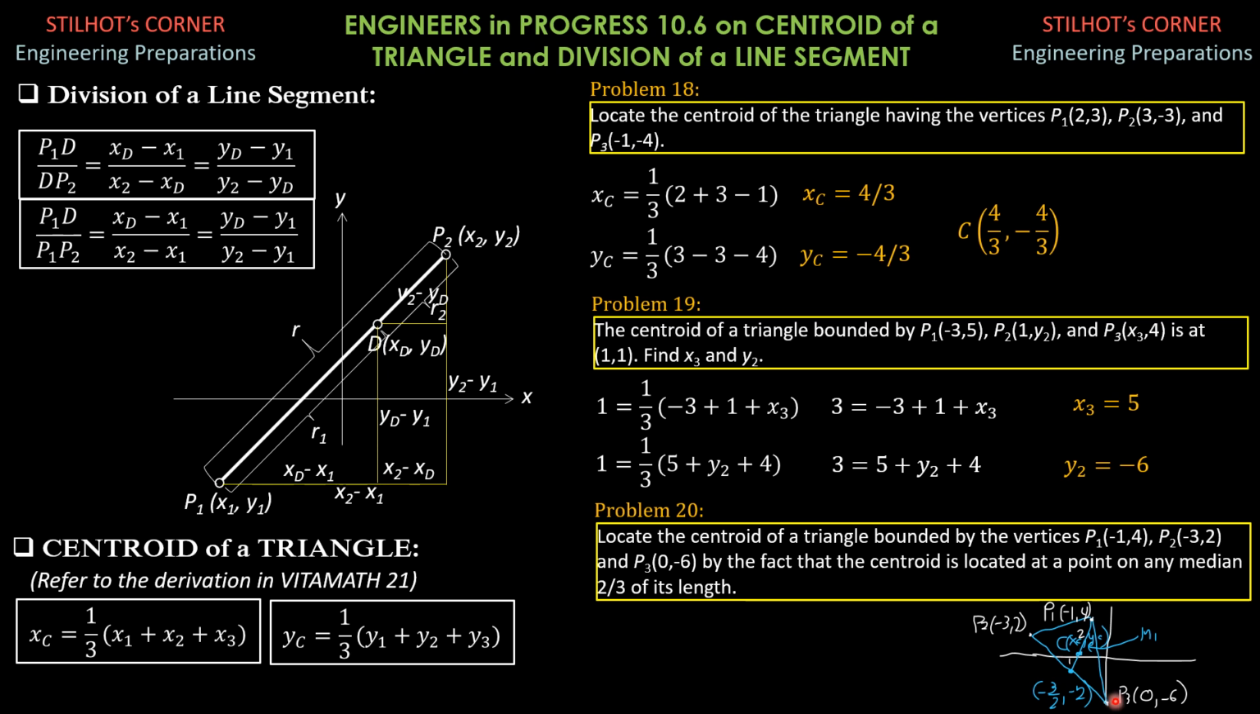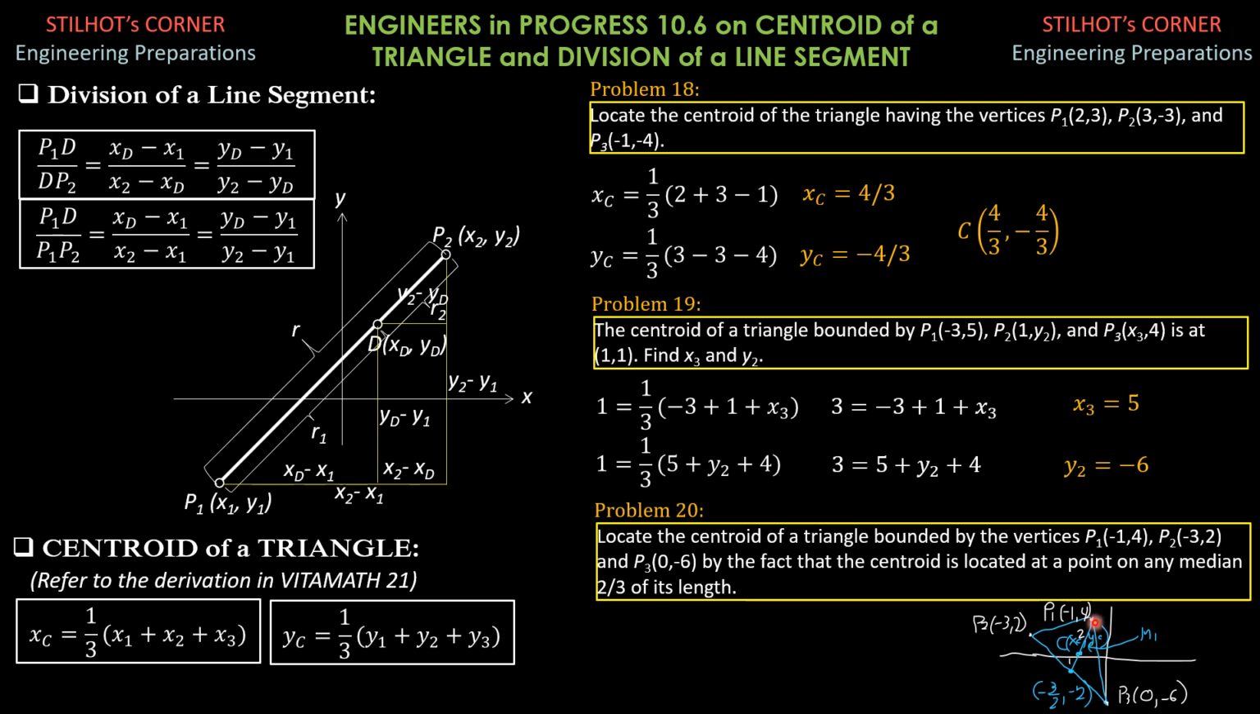Remember from the preceding videos that I have 1/2 of negative 3 plus 0 is negative 3/2, and 1/2 of 2 plus negative 6 is negative 2. Negative 4 over 2 is negative 2. Again, 1/2 of quantity negative 3 plus 0 is negative 3/2, and 1/2 of 2 plus negative 6 is 1/2 of negative 4, so negative 2. So the centroid is here, denoted by x sub c, y sub c.